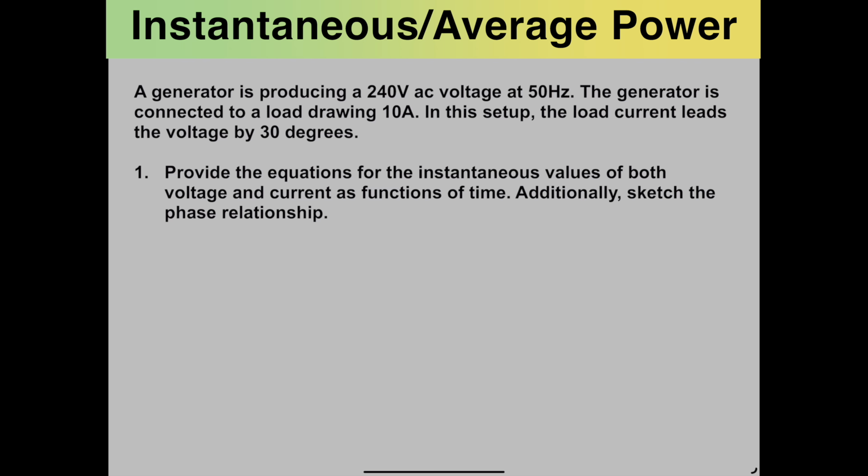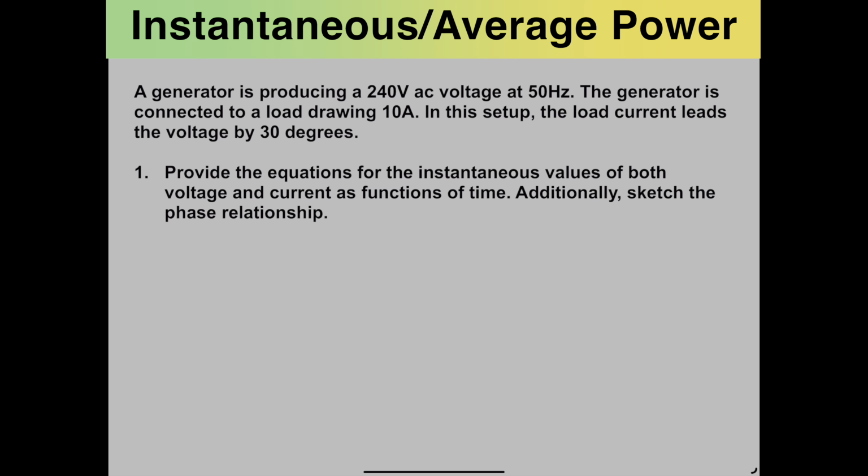Let's read it together. A generator is producing a 240 volt AC voltage at 50 Hertz. The generator is connected to a load drawing 10 amps. In this setup, the load current leads the voltage by 30 degrees. Provide equations for the instantaneous values of both voltage and current as functions of time. Additionally, sketch the phasor relationship.